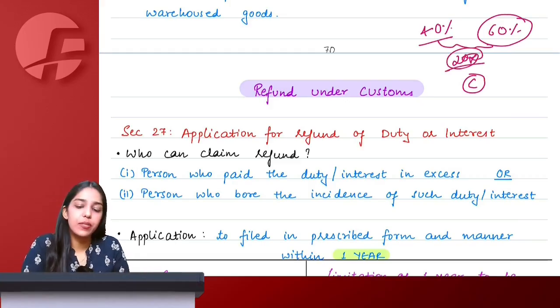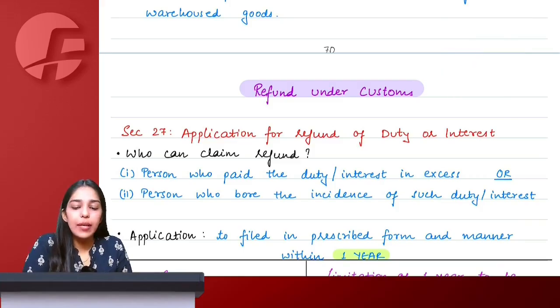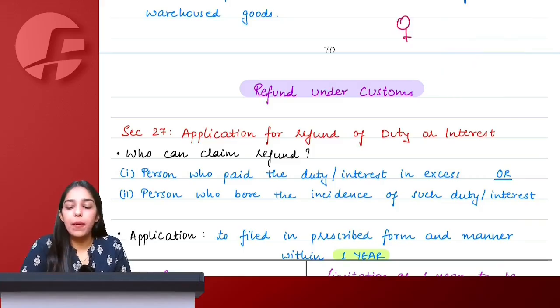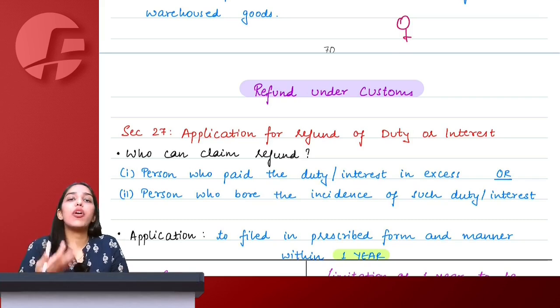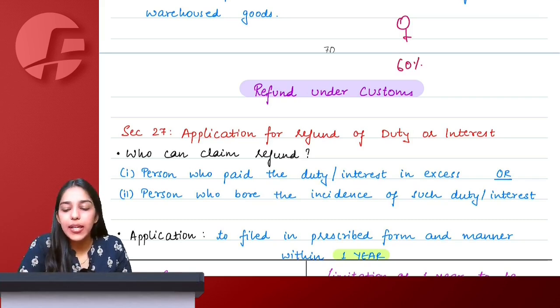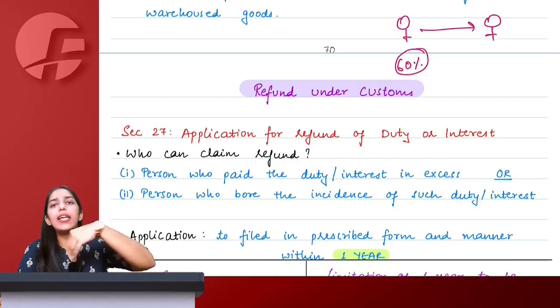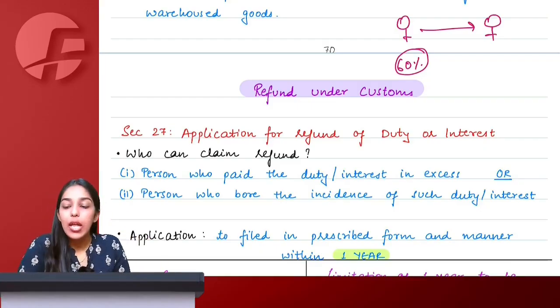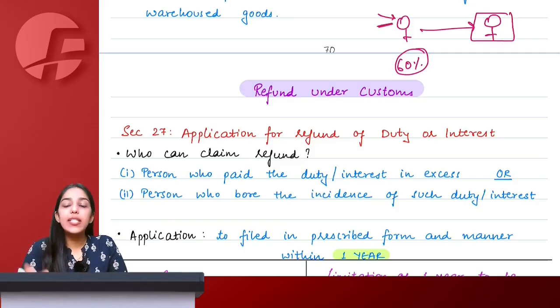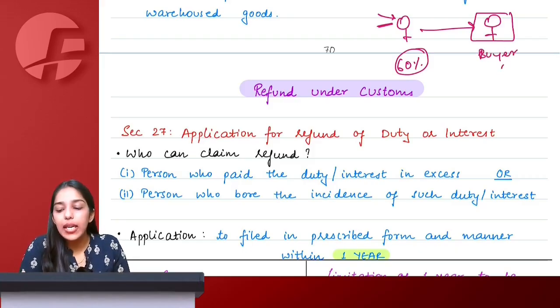The answer is yes. Let's say I am the importer. I imported something. I was supposed to pay 40% duty, but I mistakenly paid 60%. I sold these goods further to some buyer and I recovered 60% from him also. He gets to know that this guy mistakenly paid 60% and this 60% was recovered from me also. Can I, as a buyer, go and claim refund under customs?